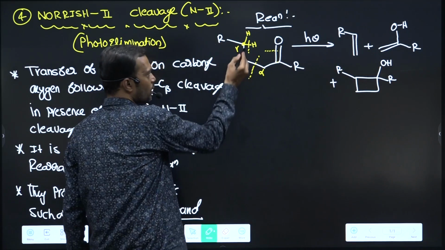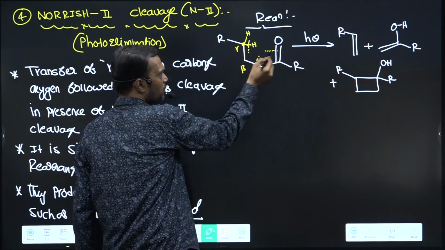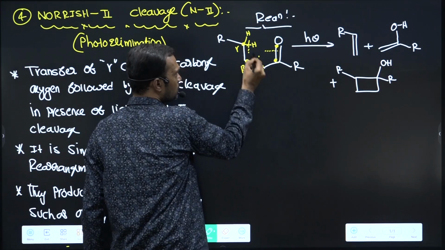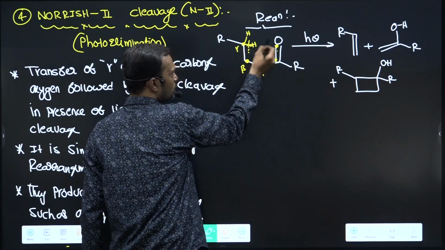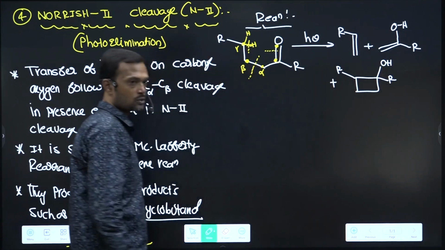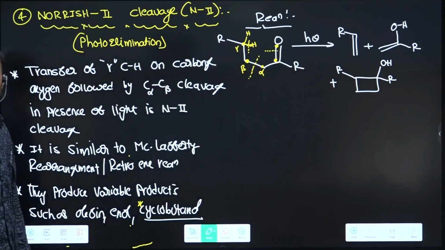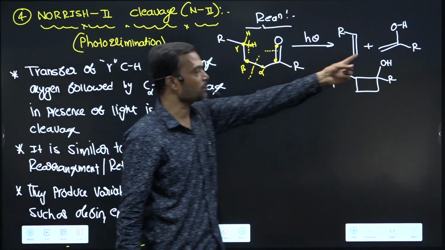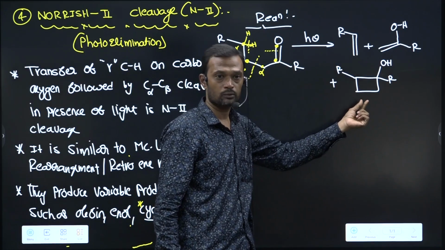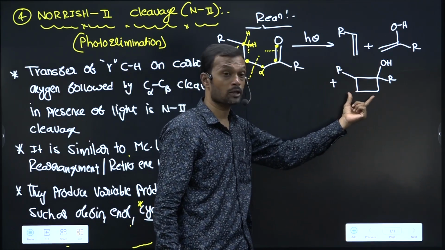Now, first we need to transfer this, then break this bond, break this double bond. See, you break this, and you break this too. Transfer this hydrogen on oxygen, followed by C alpha, C beta cleavage, and you will get products: an alkene, and the enol isomerizes to give a carbonyl compound. And this is called cyclobutanol. So everyone, try to stress cyclobutanol in Norrish II.